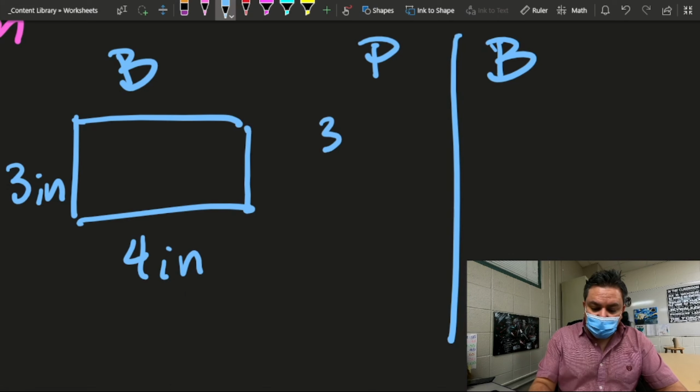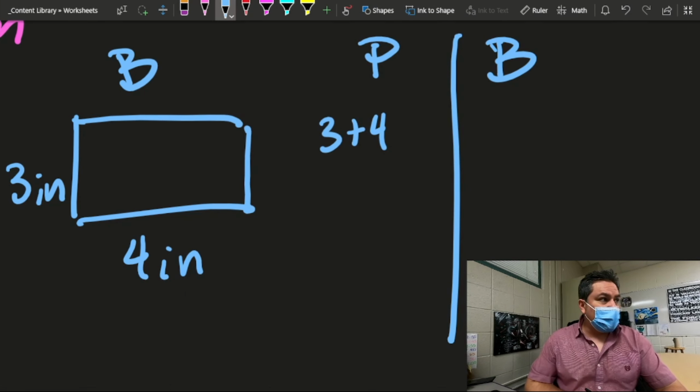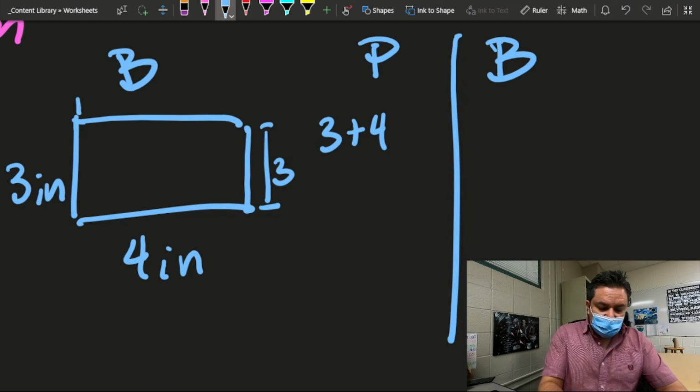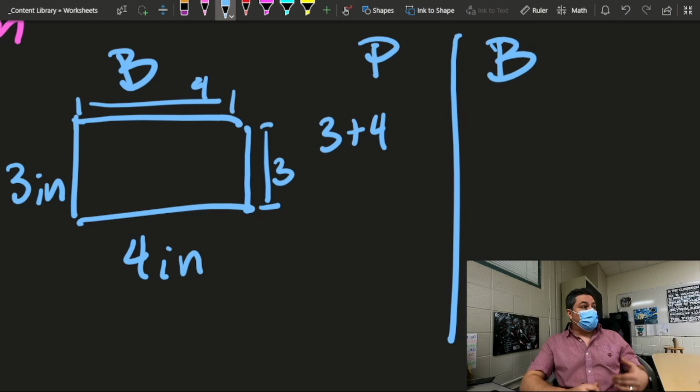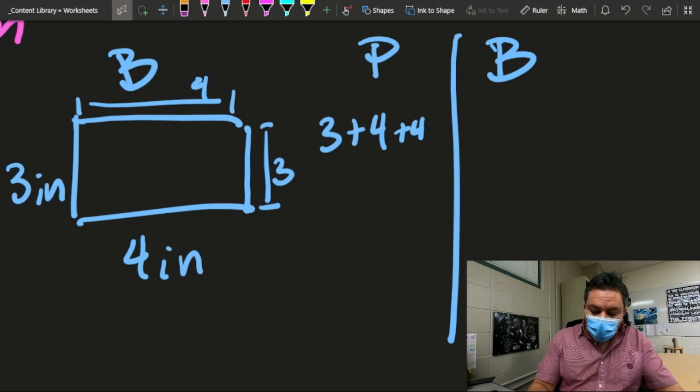So I'm going to add 3 plus 4 plus what? Is that it? No, what else? What is this length right here? This is also 3. What is this right here? 4. So just because they're not labeled, it doesn't mean that you don't know them. If it's a rectangle, two sides are alike. So plus 4 plus 3.